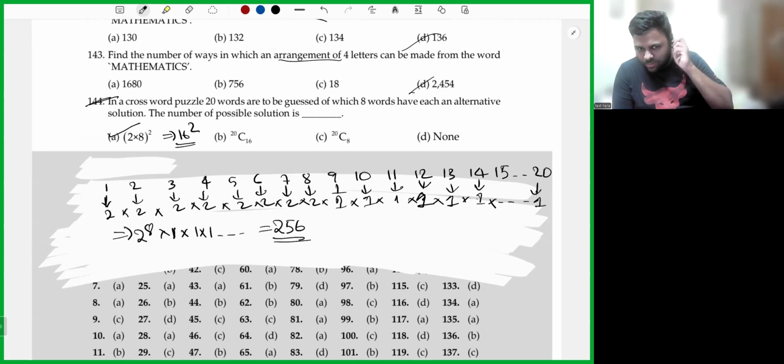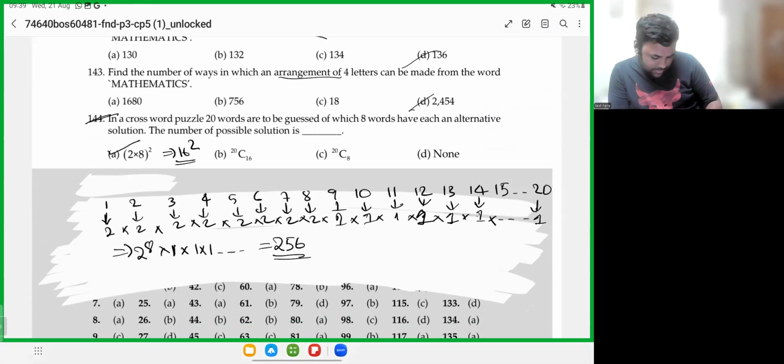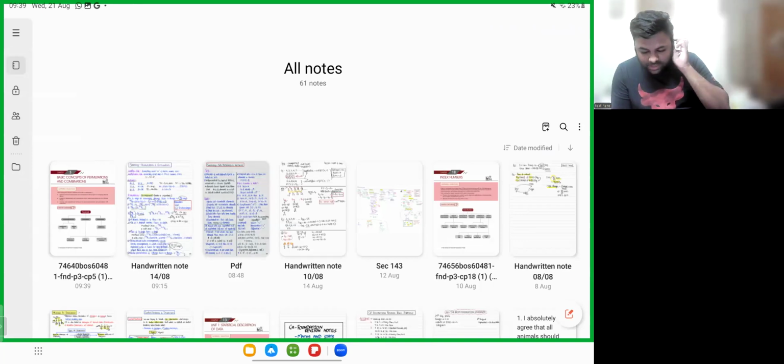So that's it, my dear friends. All the points related to permutations and combinations we have completed. There are some previous year questions, and we'll do those as needed. There is no issue. Enough of permutations and combinations. Let's go for sets, functions, and relations.